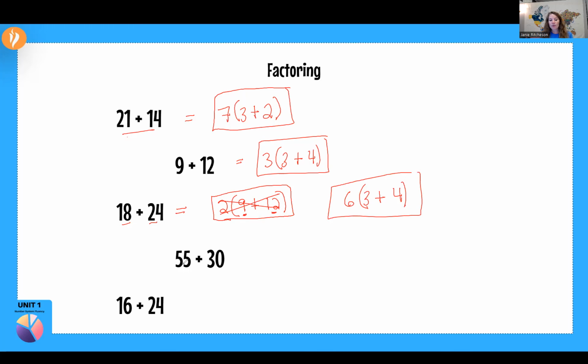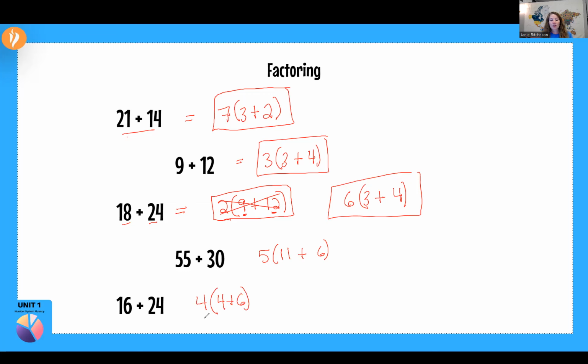What is 55 and 30 both divisible by? The answer is 5. And I have in the parentheses 11 plus 6. All right, did you guys do the last one? Hopefully you used 4, not 2. If you use 2, it's not simplified all the way. So what's inside the parentheses?